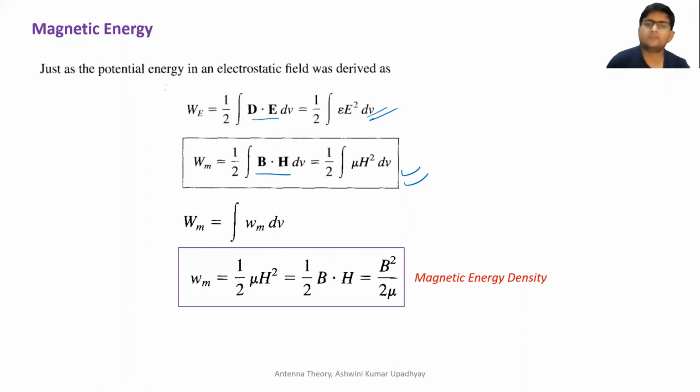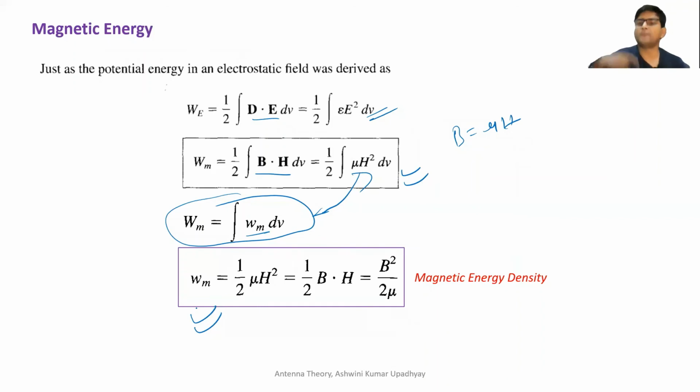So it will be basically 1 by 2 volume integral of mu H square, because B is nothing but mu H, right? And since the total energy is the volume integral of the energy density, if you compare these two equations, you can clearly say that the magnetic energy density, or volume magnetic energy density, is 1 upon 2 mu H square, or the dot product of 1 upon 2 B and H. So this you can remember.